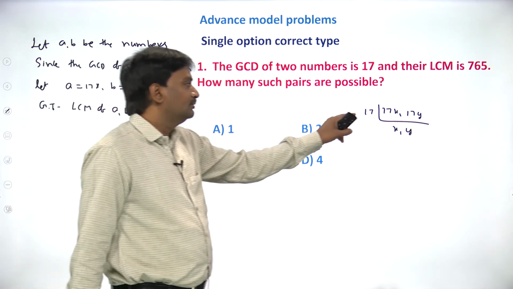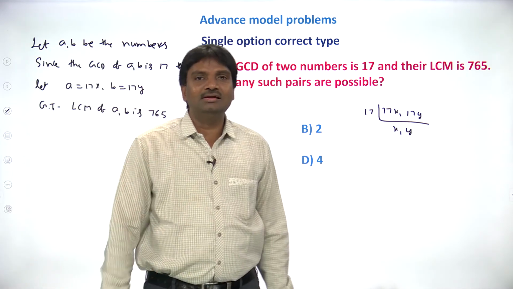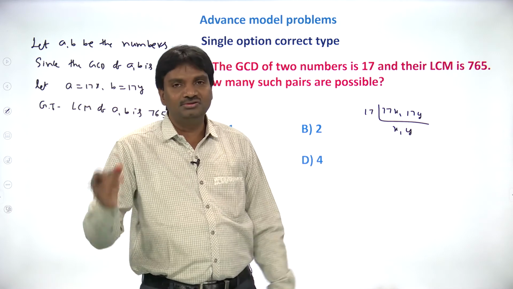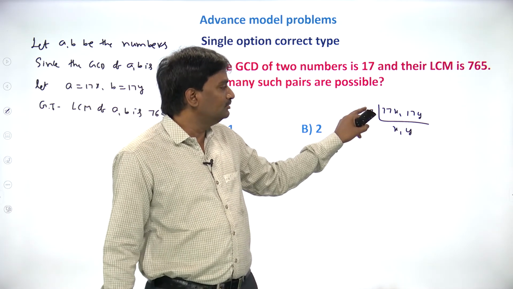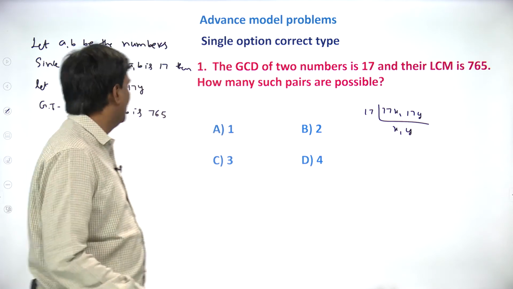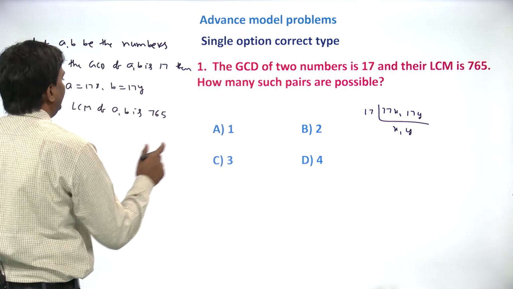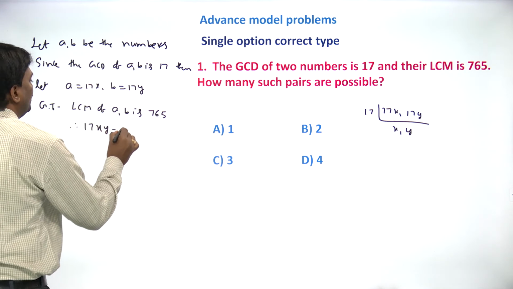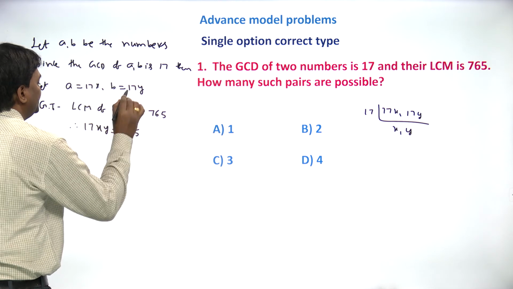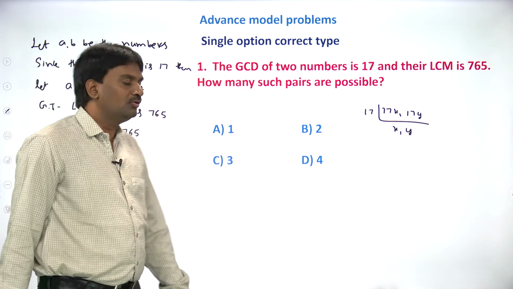So, here for 17x and 17y, clearly we can take 17 as the common factor. So, 17 times x times y. Now, LCM equals 17 into x into y. So, the LCM of a comma b is 17xy. Therefore, 17xy equal to 765.